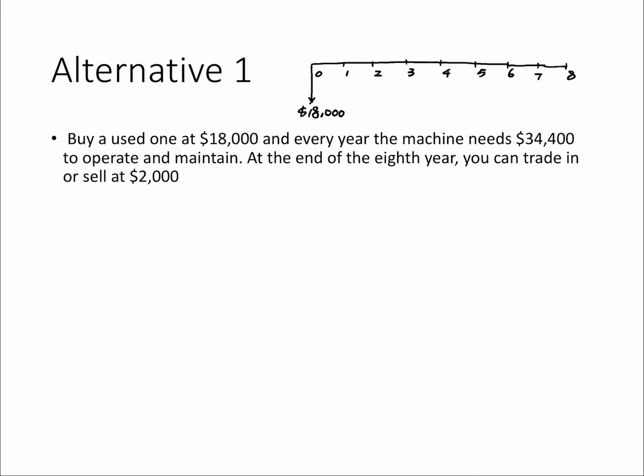It's 18,000. And after that, at the end of every year, the machine needs 34,400 to operate and maintain. So 34,400 is, that arrow should be longer than the amount of 18,000. And it's still going downward because that's the cost.